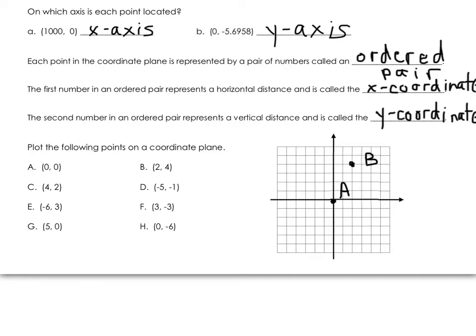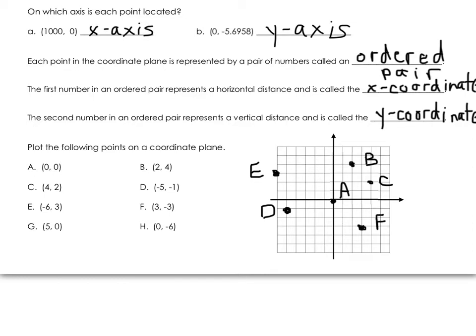Let's plot the point C, 4, 2. Start at the origin, go right 4, go up 2, point C. -5, -1. We'll start at the origin, go left 5, go down 1, point D. -6, 3. Left 6, up 3, point E. 3, -3. Right 3, down 3, point F.